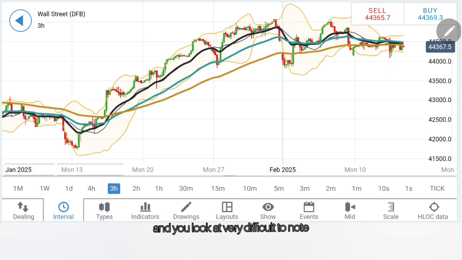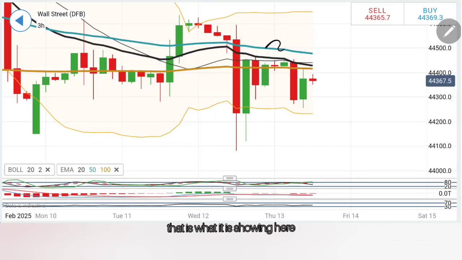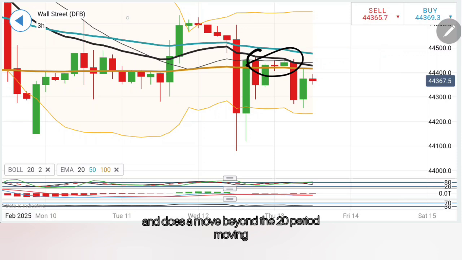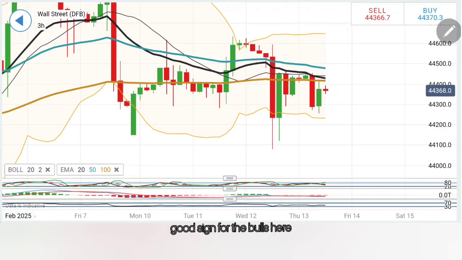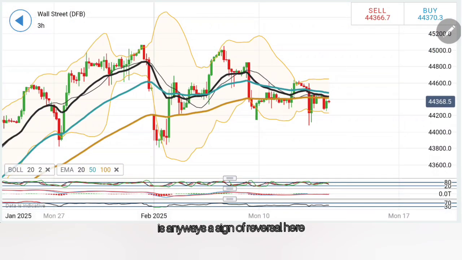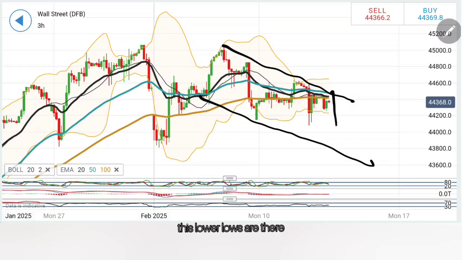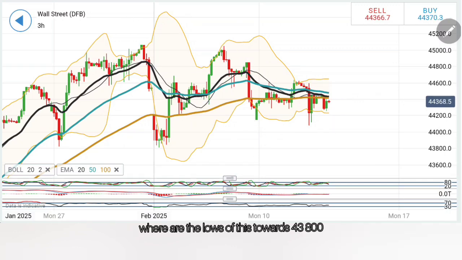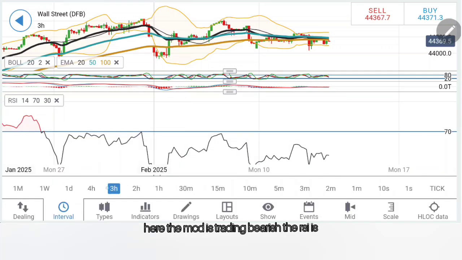On the 3 hour charts, when you look at, very difficult to note and very difficult to break, that is what it is showing here. And thus a move beyond the 20 period moving average, specifically beyond 44,460, is a very good sign for the bulls here. And then you can wait for 44,500 and 600 to be taken. Any move beyond 44,600 is anyways a sign of reversal here. Right now I can see bearishness, notice these lower highs are there, connect this, lower lows are there. Where are the lows of this? Towards 43,800. Possibility is there. The stochastic dropping here, the MACD is trading bearish, the RSI has dropped as well.